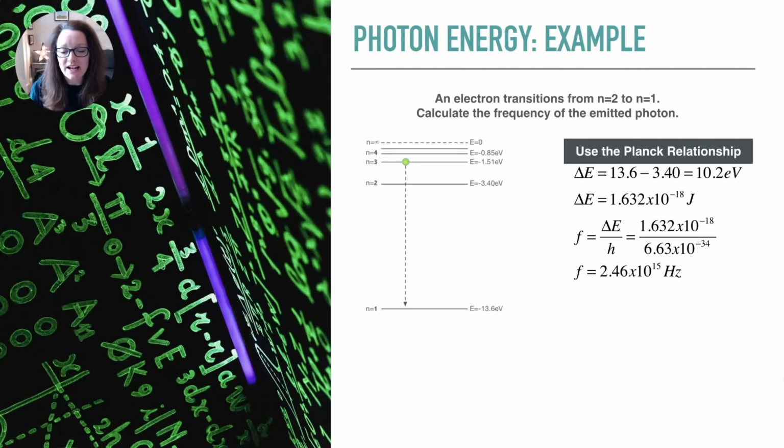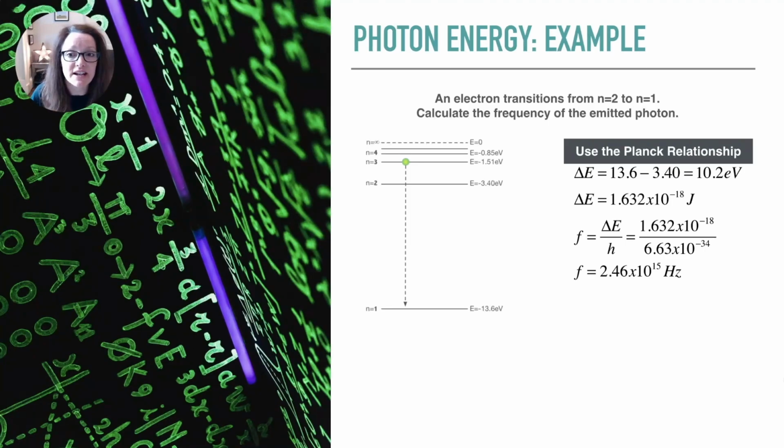equals 1, and if the electron is in the n equals 1 state, that electron has 13.6 electron volts of energy. If the electron is in the n equals 2 state, that electron has 3.4 electron volts of energy. If the electron is in the n equals 3 state, that electron has 1.51 electron volts of energy.